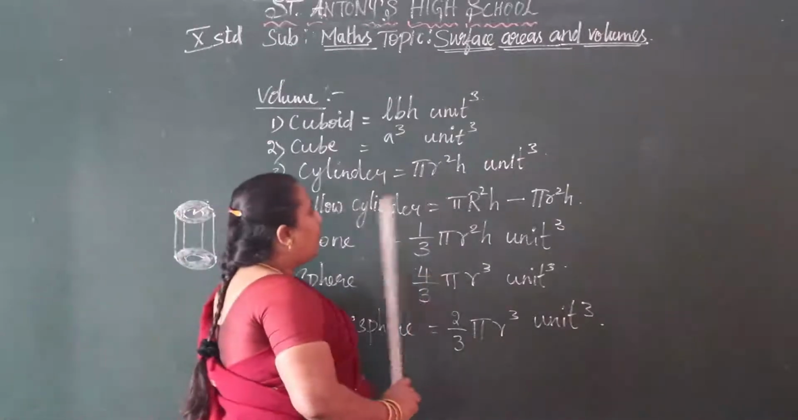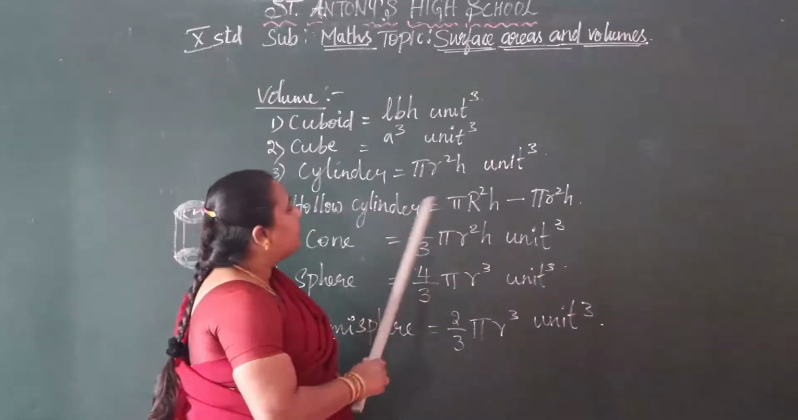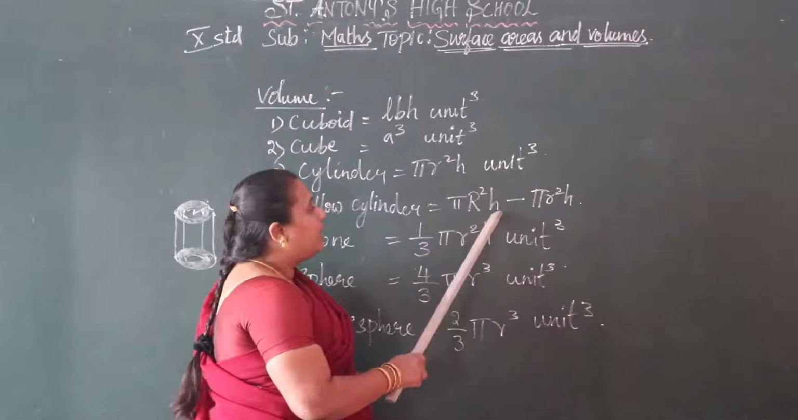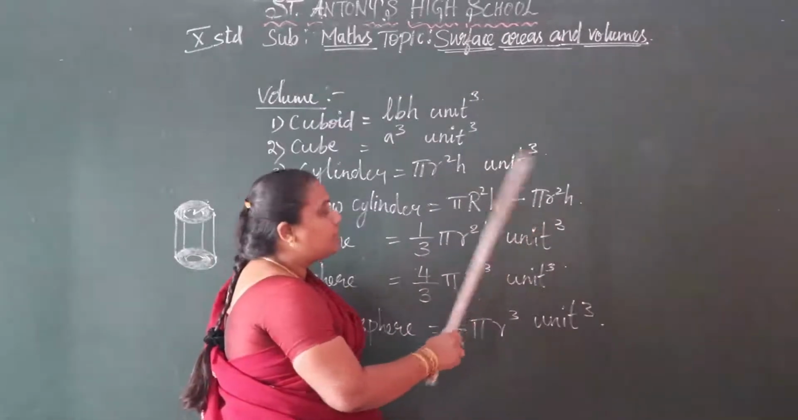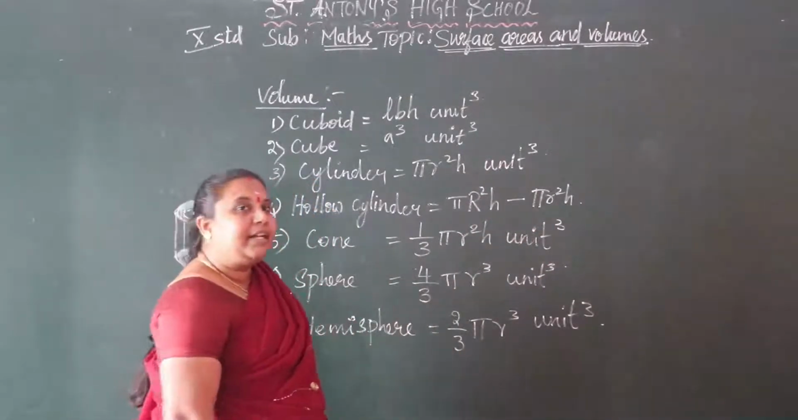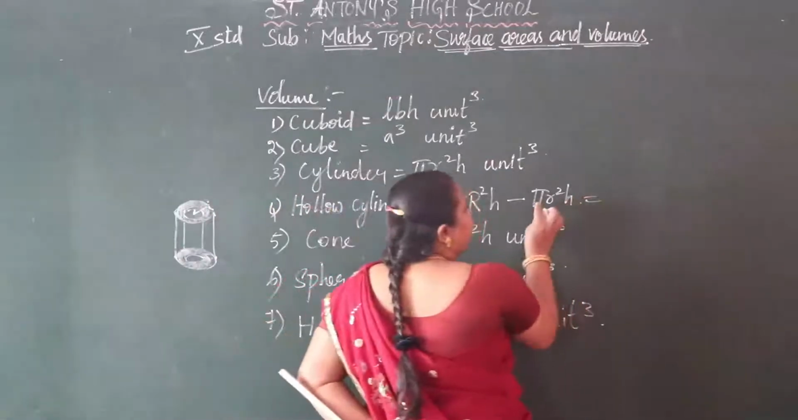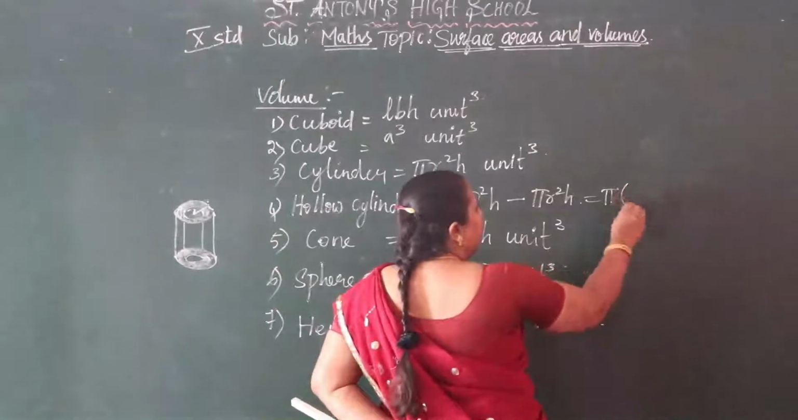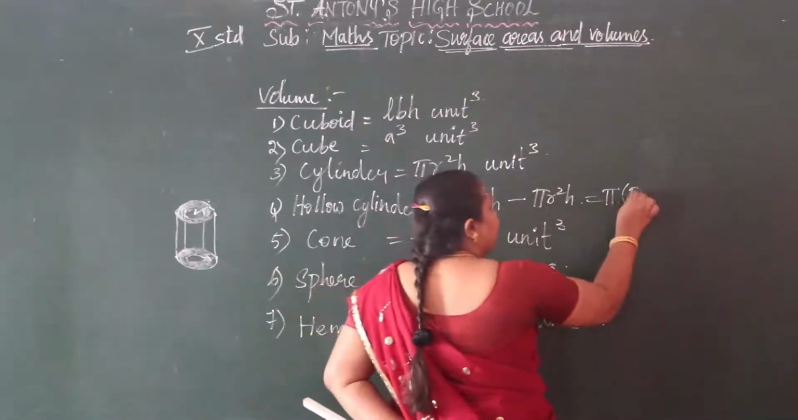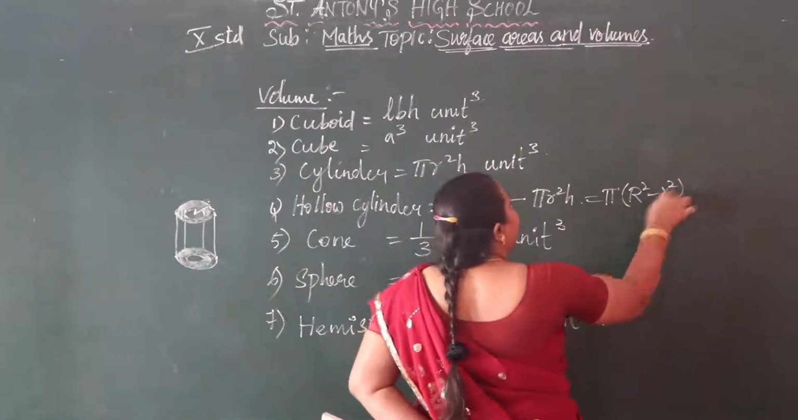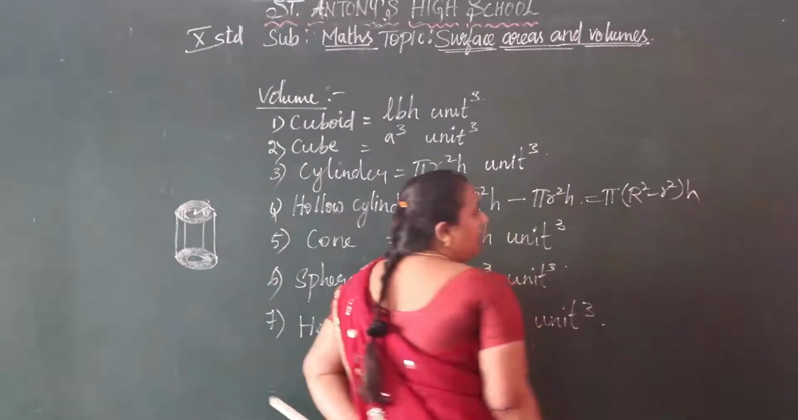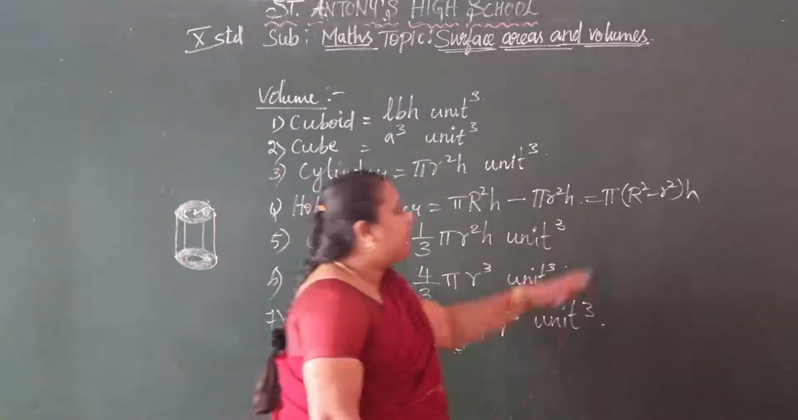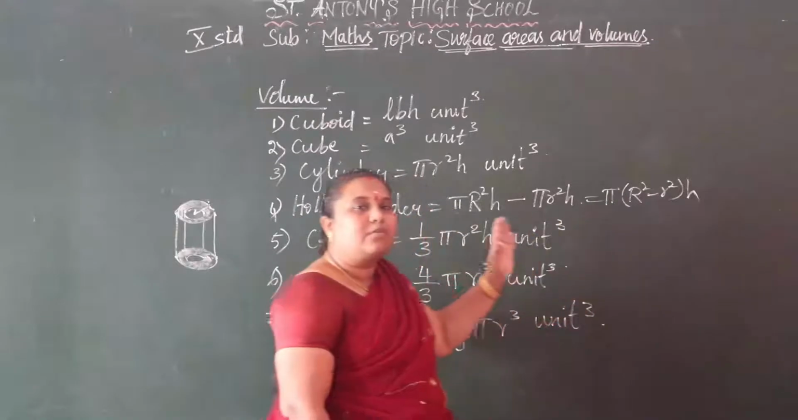So the formula to find the volume of a hollow cylinder equals pi capital R square h minus pi small r square h. We can rewrite this by taking the common factors out: pi into capital R square minus small r square into h. Or we can write pi h into capital R square minus small r square.